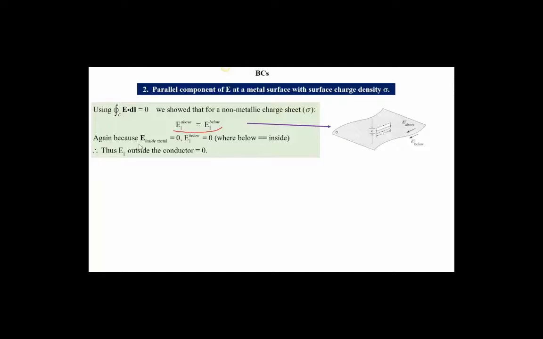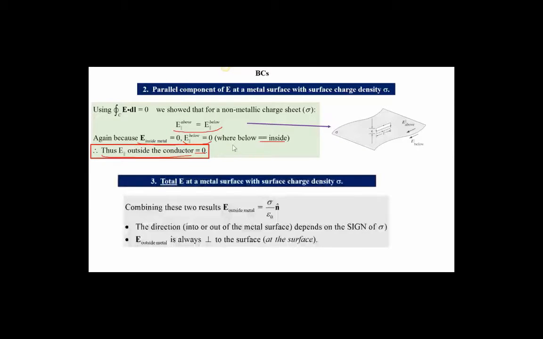So let's go to the case where we have E inside equal to 0. So that means that E parallel below is 0. Both of these components, the E perpendicular and E parallel below the surface, which is inside the metal, are 0. That means that this quantity here equals 0, and so we can end up then that the parallel component outside the conductor equals 0. We can now combine these into a total E field at a metallic surface. If we add E parallel to E perpendicular as components with the unit vectors, then we'll end up with the conclusion that the outside E field, the vector E, is equal to sigma over epsilon 0 times n hat.